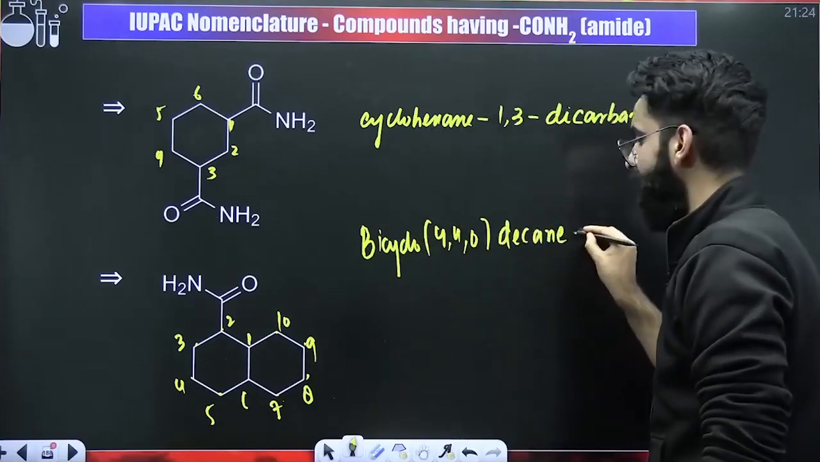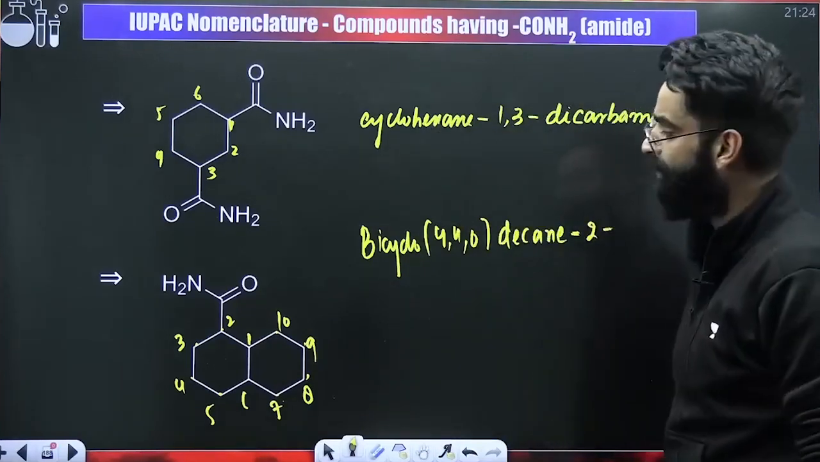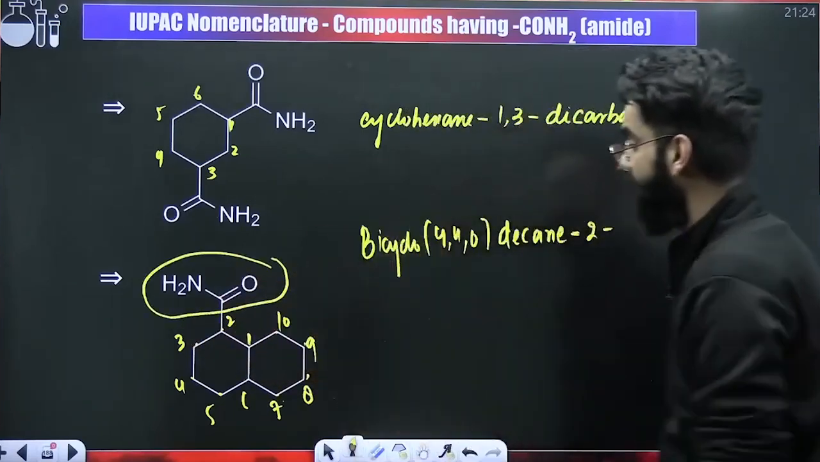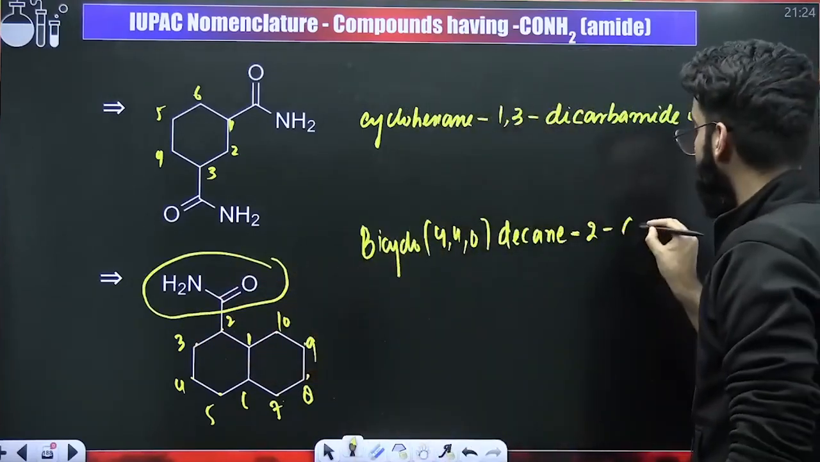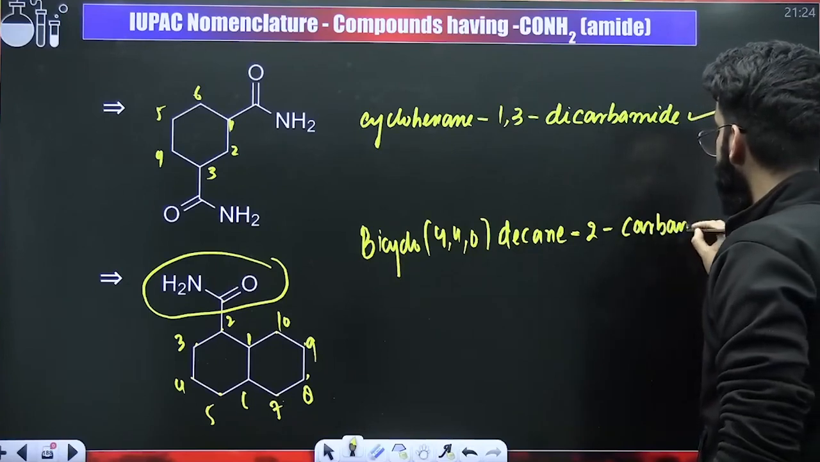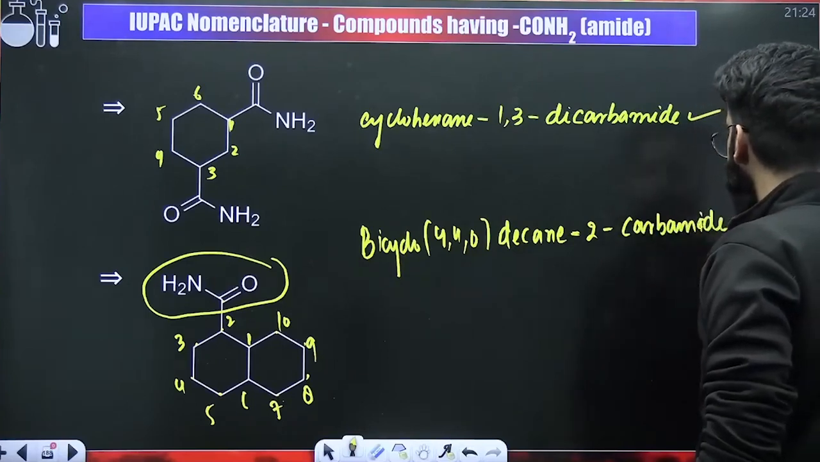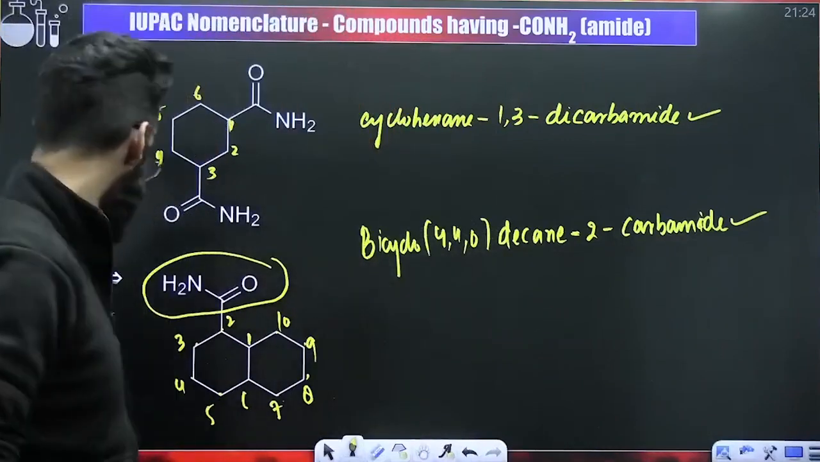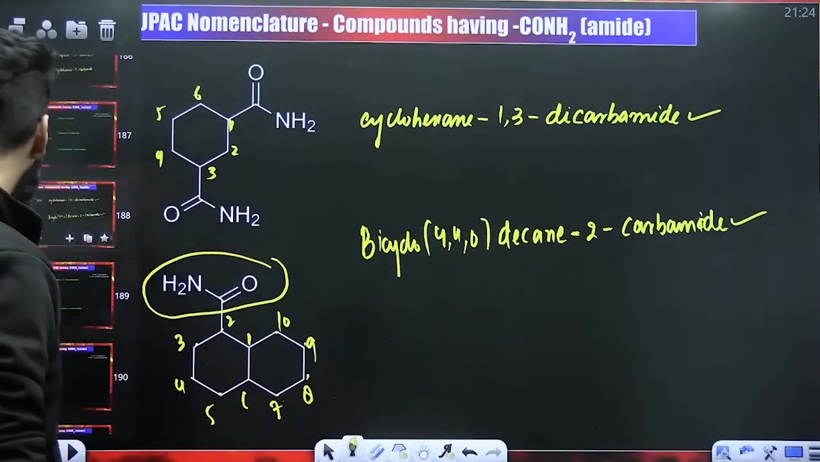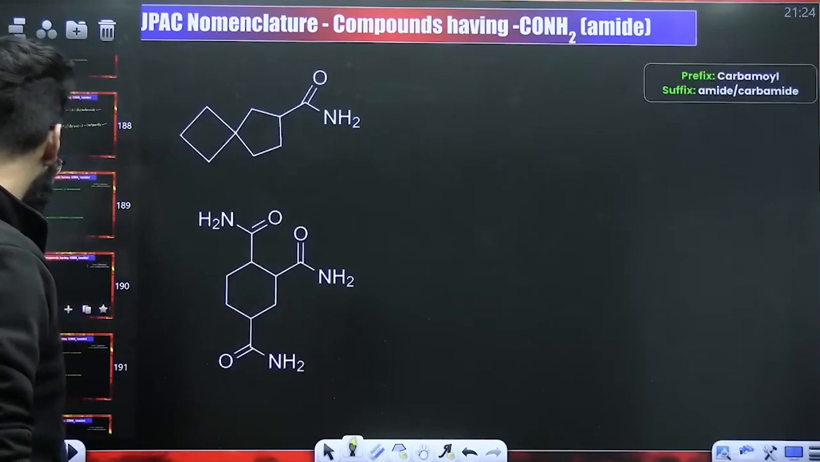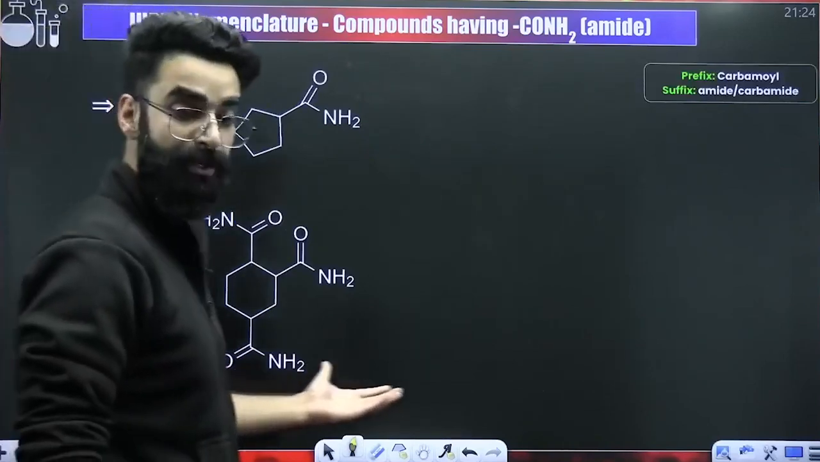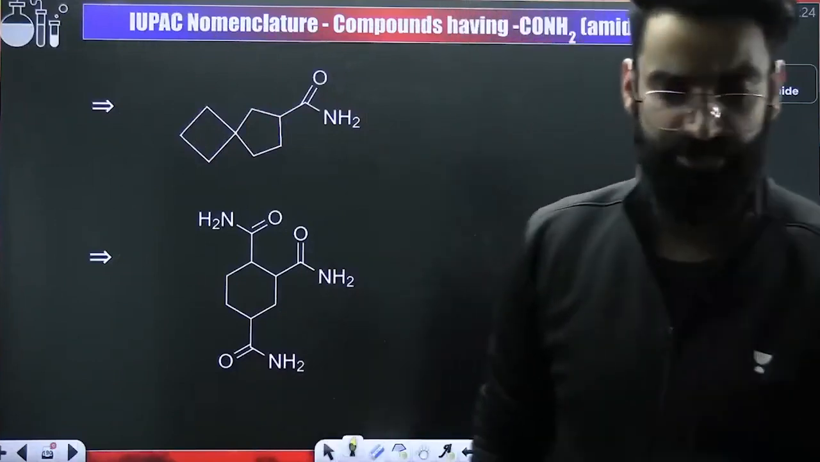Everywhere single bond, ane. At carbon number 2, there's a functional group. The carbon of the functional group is not part of the main chain, so I'll be using carbamide. I believe it's clear. Look at these two. You should be able to solve them.